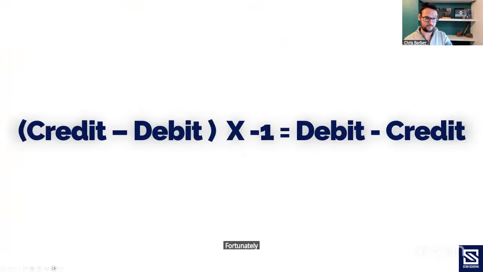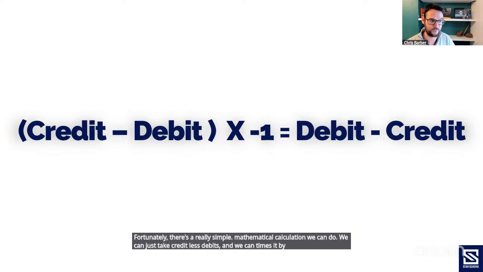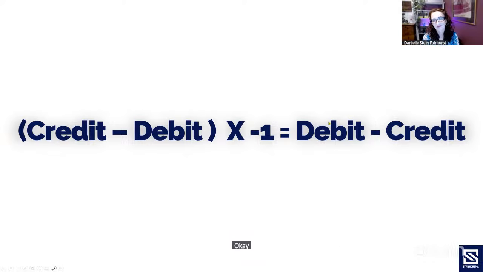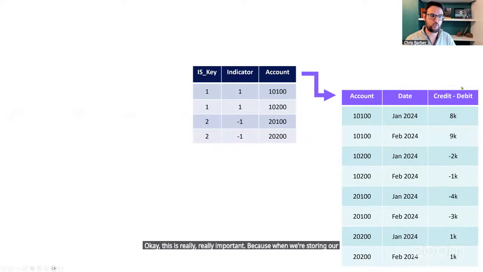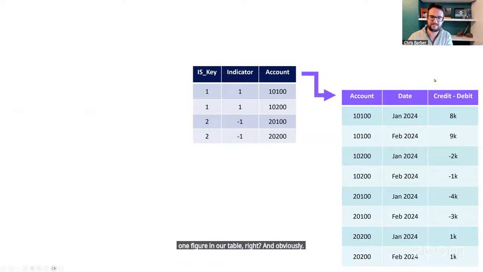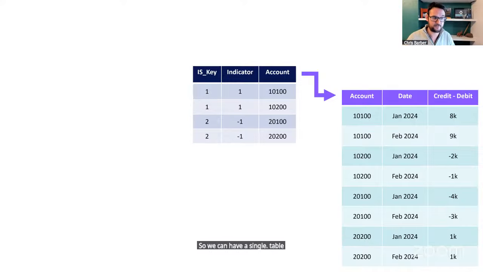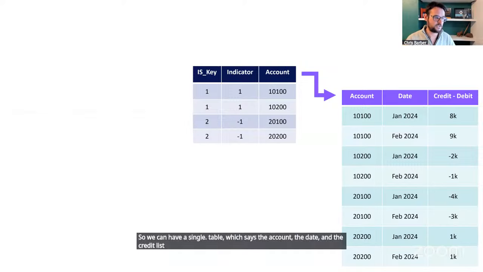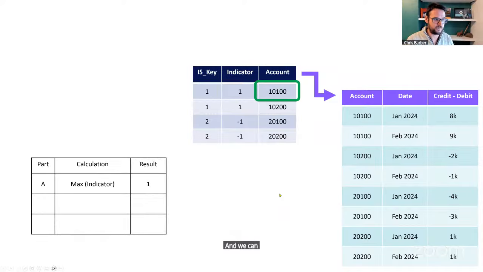Fortunately, there's a really simple mathematical calculation we can do. We can just take credit less debits and times it by -1, and that equals debits less credits. This is really important because when we're storing our data, we can just store one figure in our table. And obviously compression and storing data is really important for having an efficient solution, which gives you sub 3-second responses. So we can have a single table which says the account, the date, and the credit less debit amount. But what we can do is in our account table, we have an indicator where we can take the max from it, and we can then just follow the relationship through.